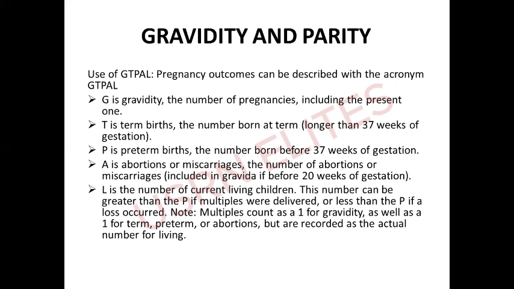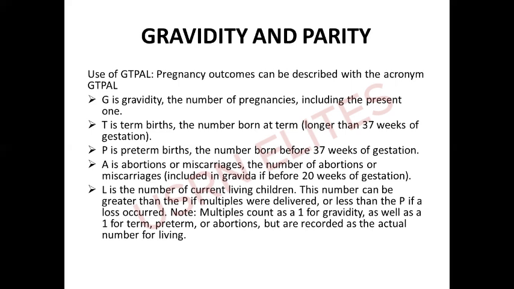Then we have preterm, and preterm is any delivery that occurs before 20 weeks of gestation. That is abortion, rather. Preterm is between 20 and 37 weeks. So any birth that occurs between 20 weeks and 37 weeks is termed preterm. And in the question, it was specified whether the woman has had a preterm delivery before, and you'll be able to interpret it very well.